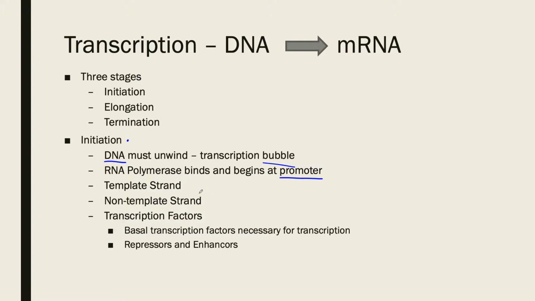Now, when you read the sequence of the non-template strand, it's going to read the same as the mRNA transcript that's produced, but the difference is going to be that for every time there was a thymine in the DNA non-template, you'll see a uracil in the mRNA transcript.